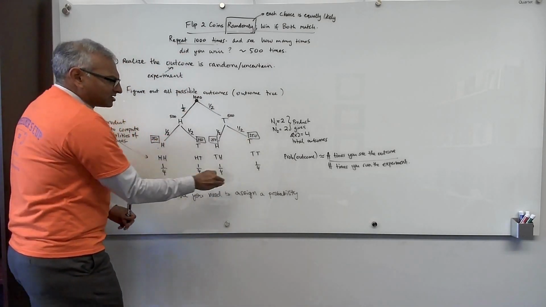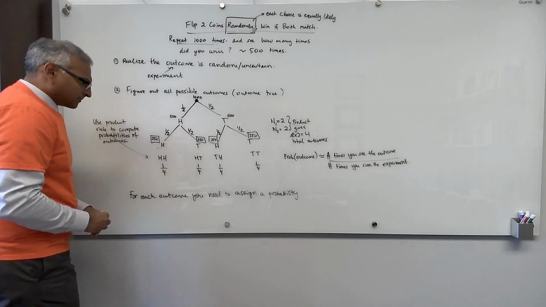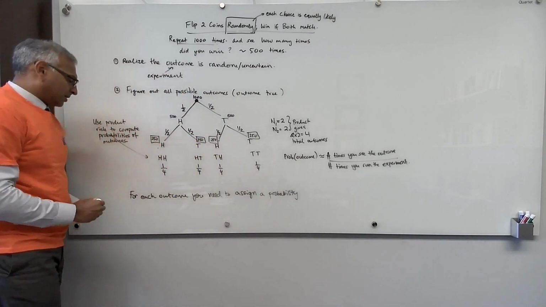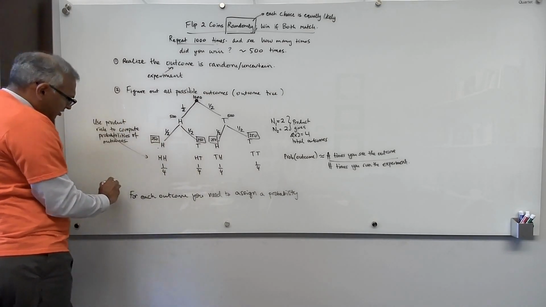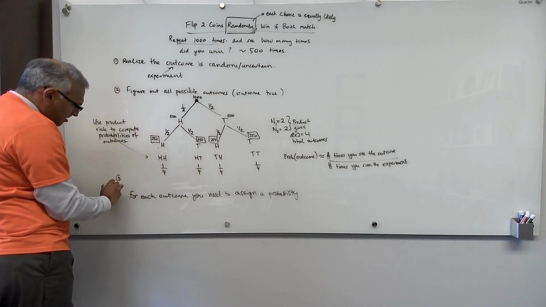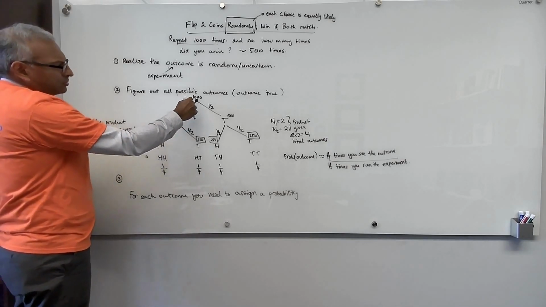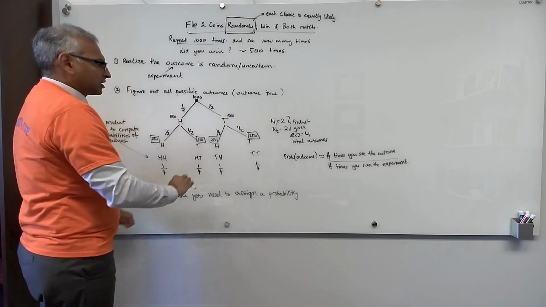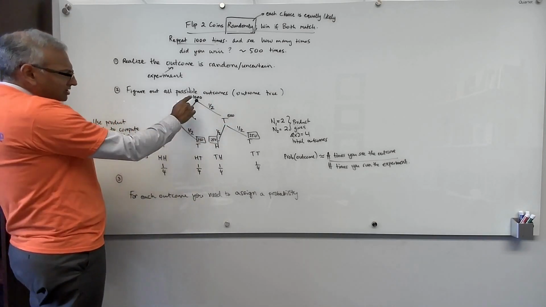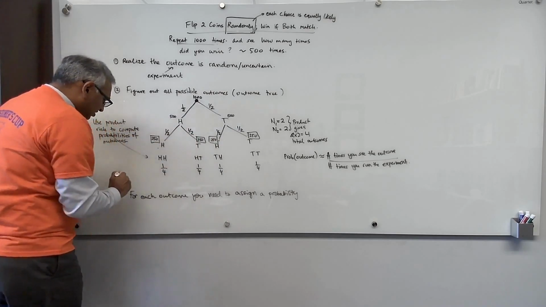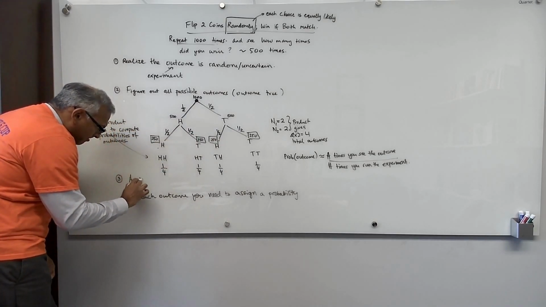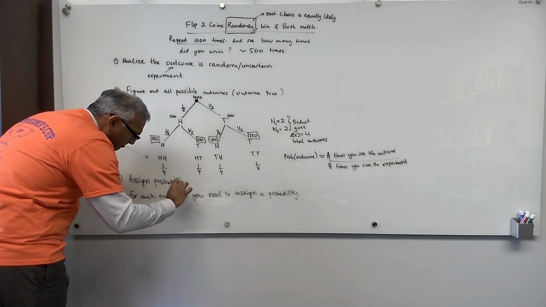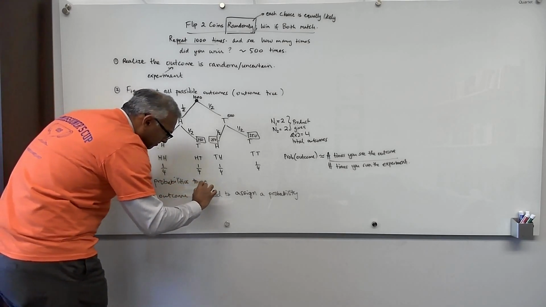Now let's summarize this into two rules, so that for each outcome you assign a probability. The first, let's call it step number 3, is that you need to compute probabilities for each partial outcome, or you need to assign probabilities to each edge.